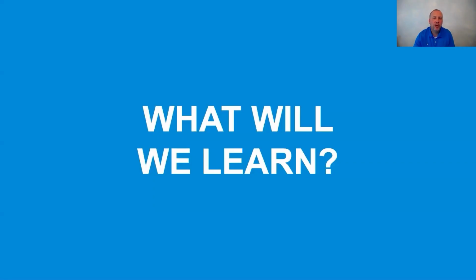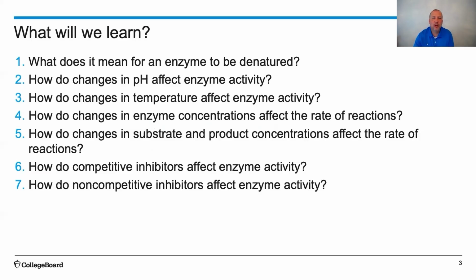So what will we learn? In today's lesson, we're going to look at what it means for an enzyme to be denatured. How do changes in pH or temperature affect enzyme activity? How do changes in enzyme concentration affect the rate of reactions? How do changes in substrate and product concentrations affect the rate of reactions? And finally, how do competitive and non-competitive inhibitors affect enzyme activity?